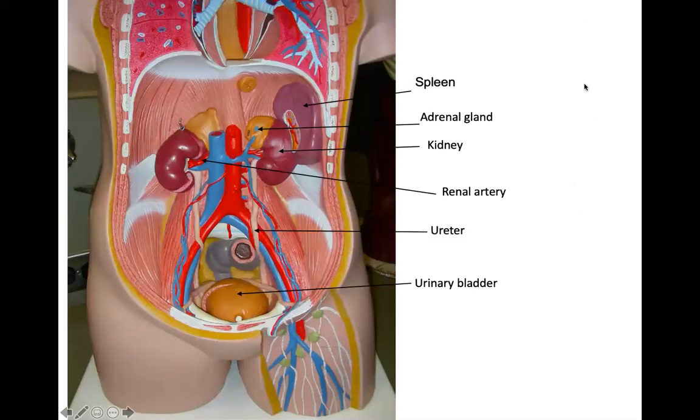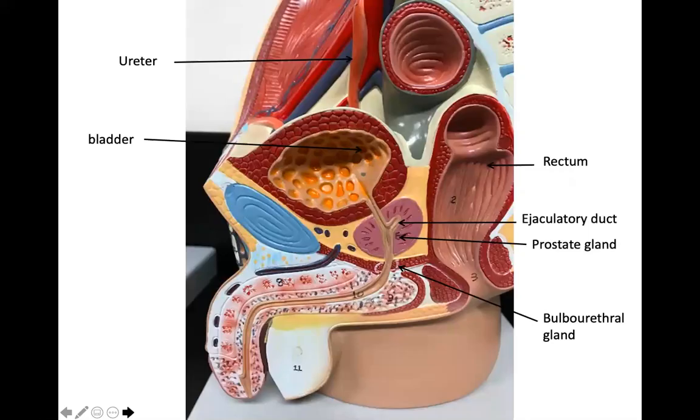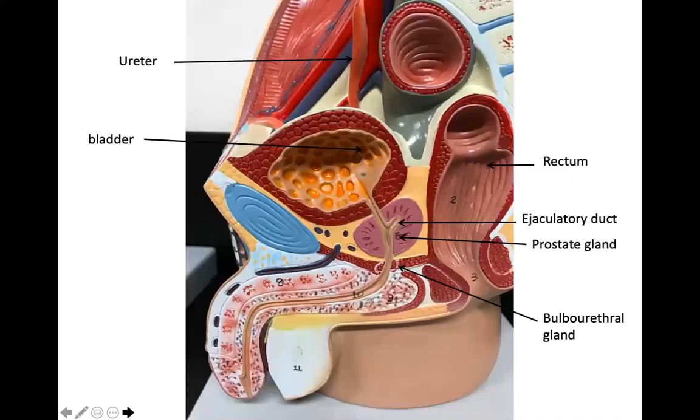Hi, everybody. This PowerPoint will be focusing on the urinary system and reproductive system anatomy, starting with the reproductive system in males. So if you take a look at this, and I'll come back to that because this is more urinary system than reproductive system. So what we're seeing here is a male reproductive system. So let's go ahead and get started.